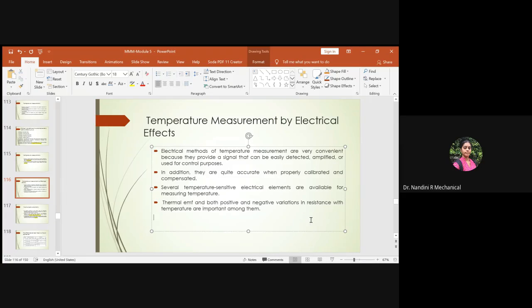And the next important characteristic is thermal EMF, and both positive and negative variation in the resistance with the temperature are also very important. So the thermal electromotive force induced, and the positive and negative variations you are getting in the resistance, all these are also important parameters of electrical methods of temperature measurement.